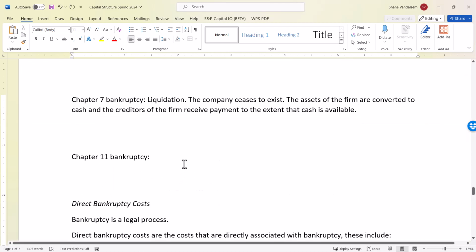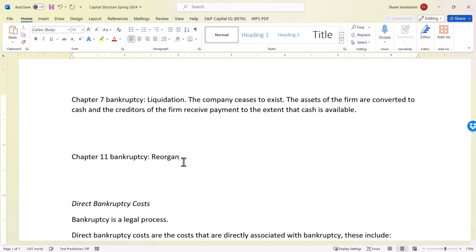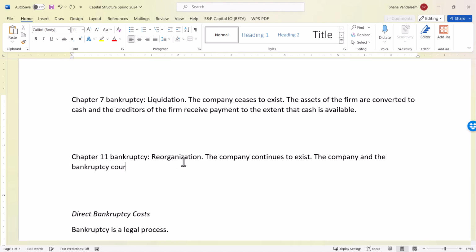Chapter 11 bankruptcy is reorganization. The company continues to exist. The company and the bankruptcy court negotiate with the creditors of the firm, and it's termed reorganization in part because the debts of the firm are reorganized.